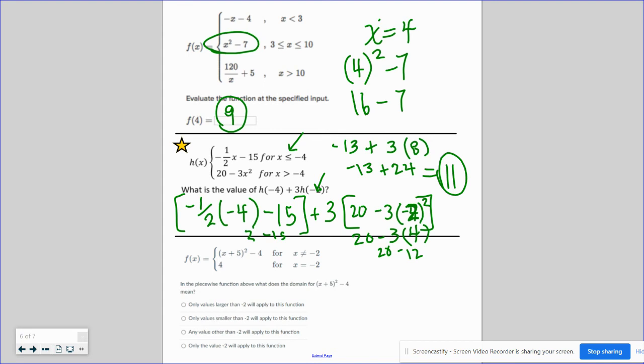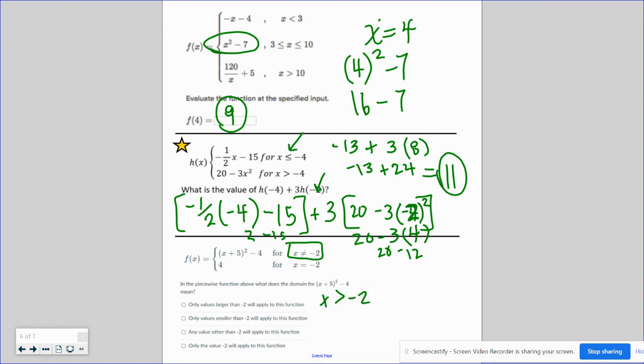Last but not least, hopefully you can see this guy looks kind of tiny. I tried to squeeze him in there. So in the piecewise function above, what does the domain for x plus 5 squared minus 4 mean? So like the other day when we did this video prior, another video with this style problem, x is not equal to negative 2. The second one is x is equal to negative 2. So that means for the second function, negative 2 is the only domain or x value that will work for the output of 4. X is not equal to negative 2 means it could be any number under the sun other than negative 2.